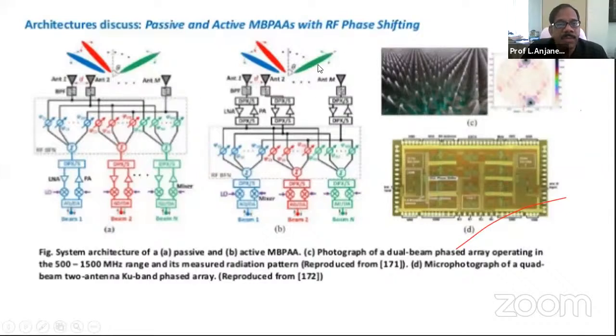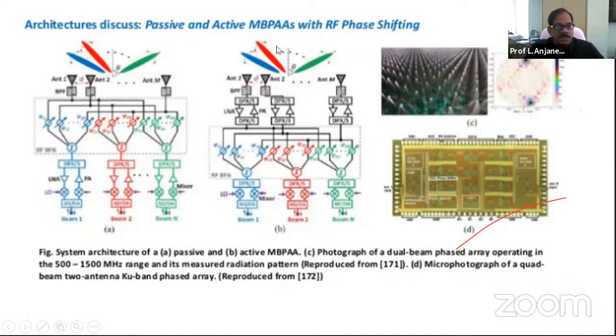MBPA, multi-beam patch arrays, are what are used, with some phase shifters. There are two designs used here. One is a passive design, and the other is called an active design of multi-beam patch array antenna (MBPA). The passive design will have a low noise amplifier, whereas the active design will have the low noise amplifier and power amplifier after the mixers.